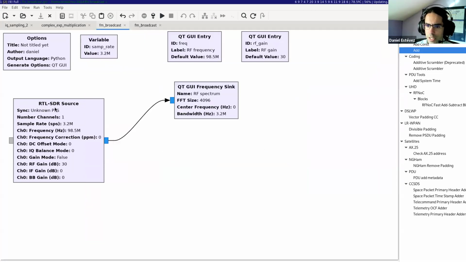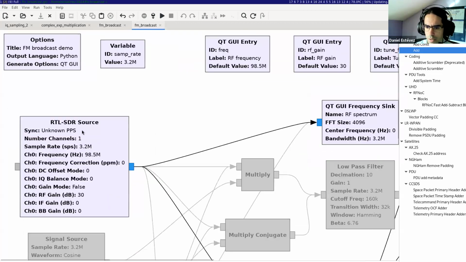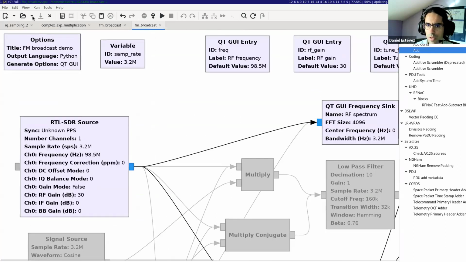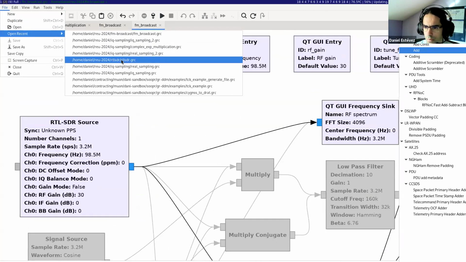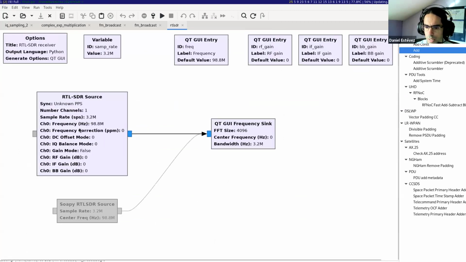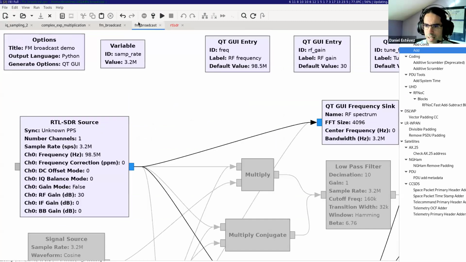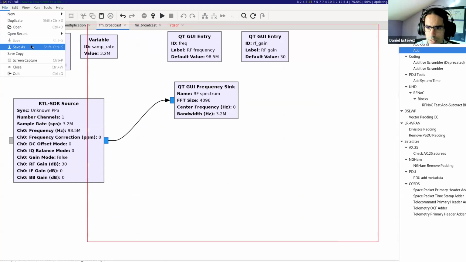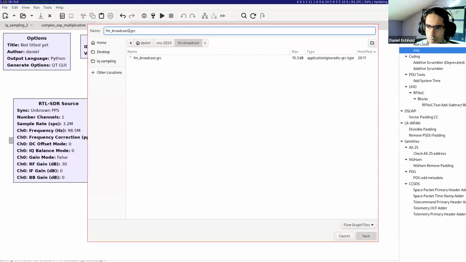I have the RTL SDR source. I'm using this particular block. You might remember that there is the RTL SDR source and also the, oh, sorry, this is not the one from last week. So this is the one from last week. And there is the RTL SDR source and the SOPI RTL SDR source. Any of those will work for this example, which I think I've done something wrong. So FM broadcast 2.